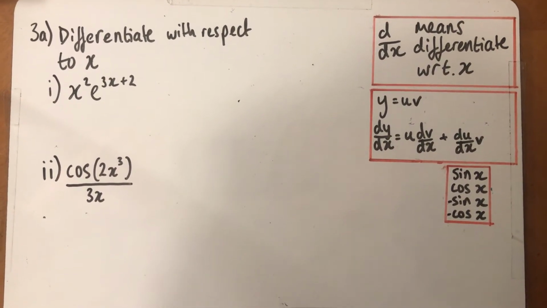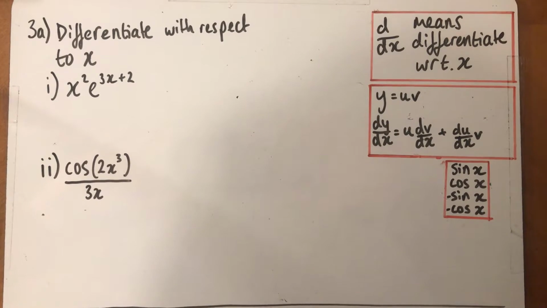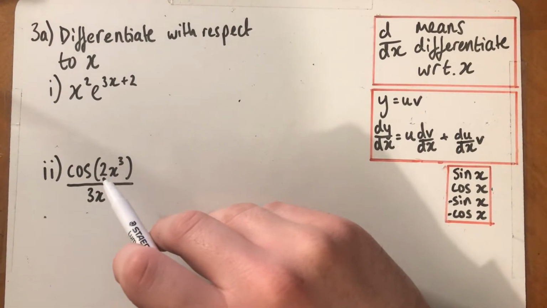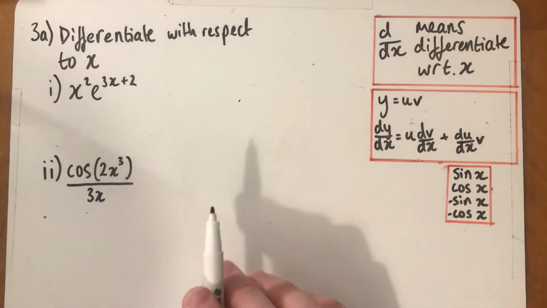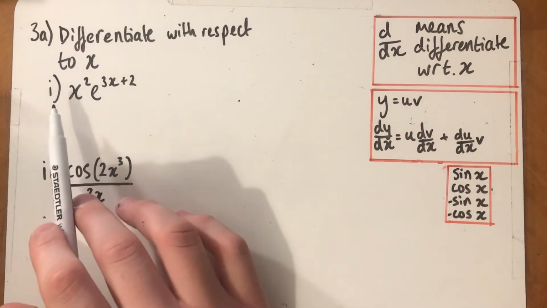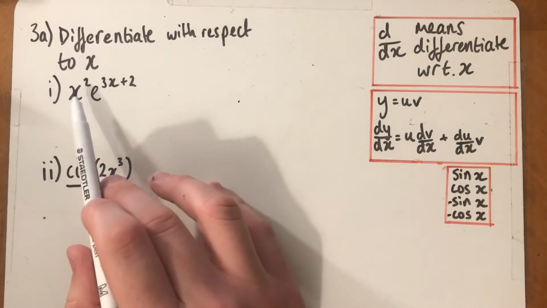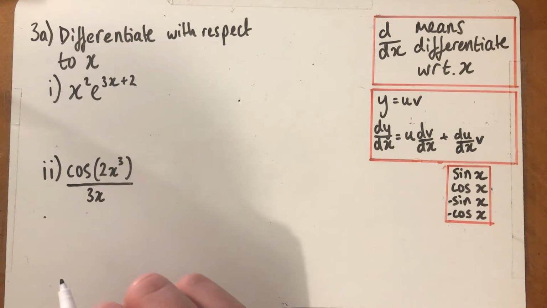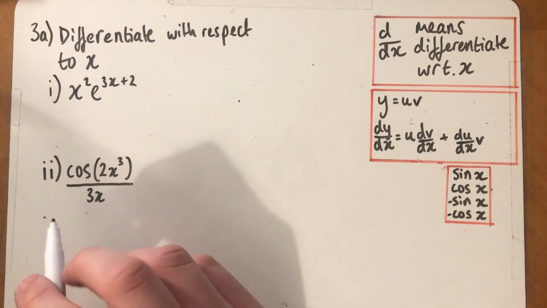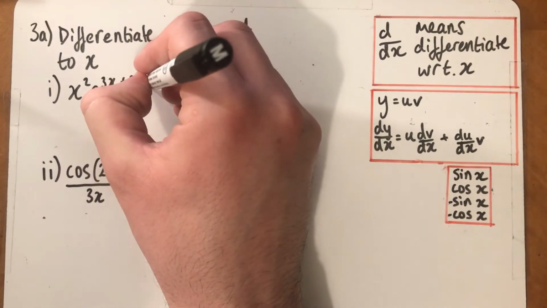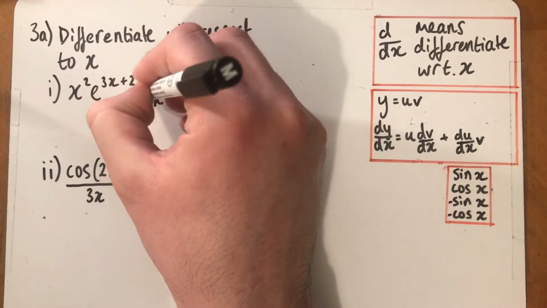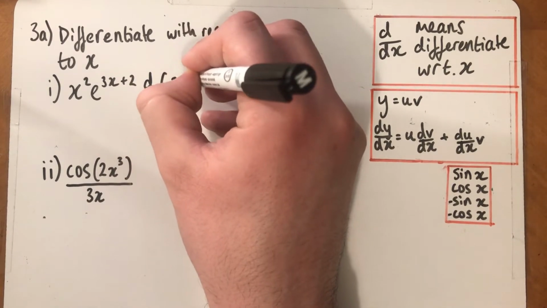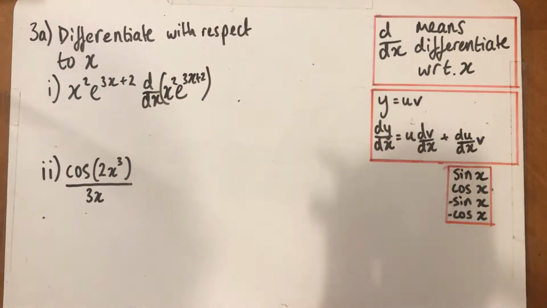Hi. So for question 3, we've been asked to differentiate two expressions with respect to x. If we have a look at question 3ai, the expression is x squared multiplied by e to the power of 3x plus 2. So we've been asked to find d by dx of this expression, x squared e to the power of 3x plus 2.